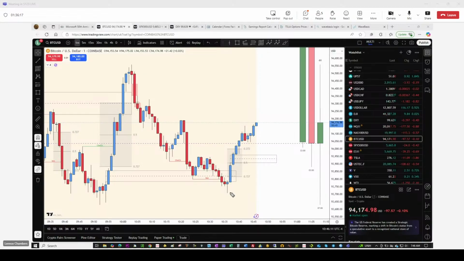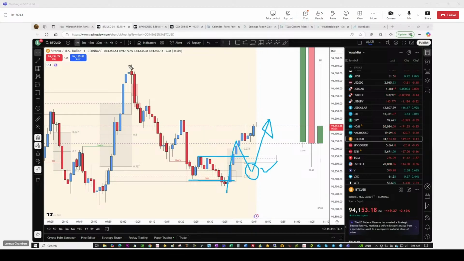So when we see a sweep and we see another sweep, we expect to get a retrace to give us a 1, 2, 3. This is the ideal. However, it doesn't always occur like that. So expecting a 50 to 62% retrace is the perfect 1, 2, 3.